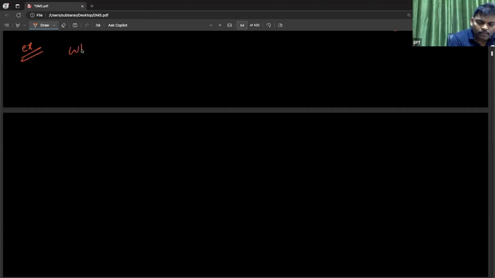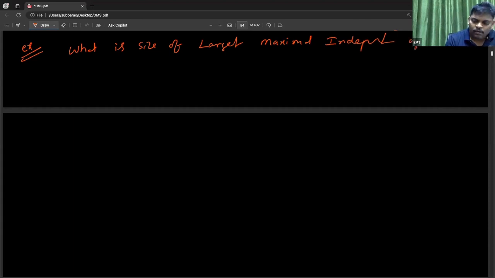What is the size of the largest maximal independent set of a chain of 9 nodes? What is the size of the largest?